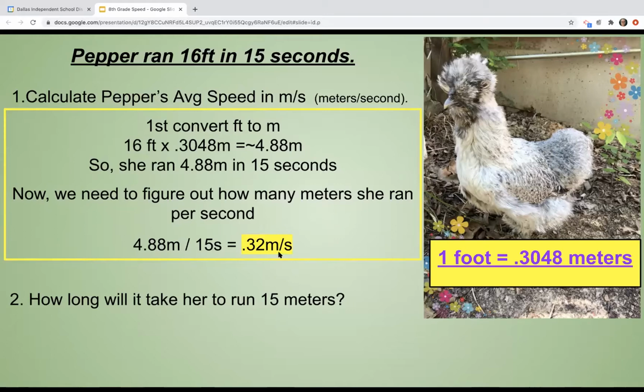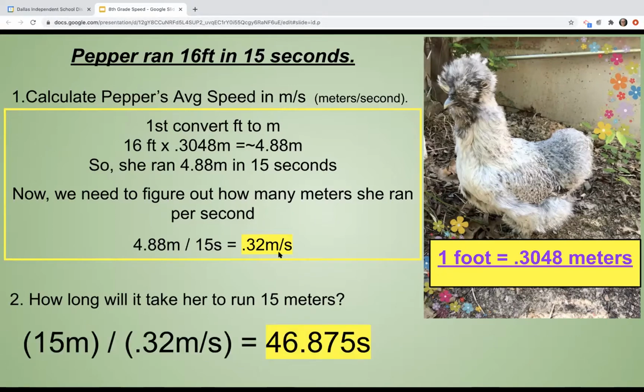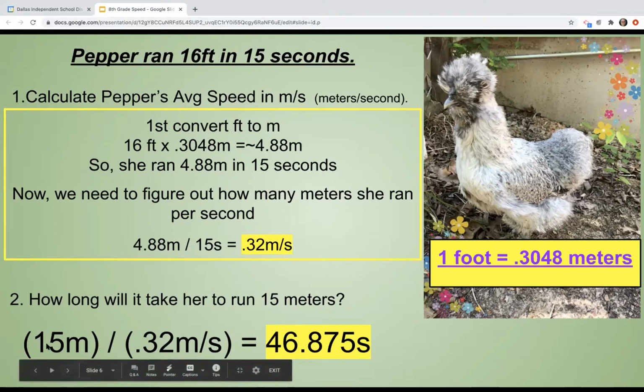Now, question 2 says, how long will it take her to run 15 meters? So think really quickly, how could you set up your equation to solve that? Given that her average speed is 0.32 meters per second, all you have to do is divide. You're going to take that 15 meters and divide it by her average speed, which was 0.32 meters per second. And that will give us a time of 46.875 seconds. So theoretically, if she kept that constant speed, it would take her that long to run the 15 meters, which is about the approximate length of my classroom.